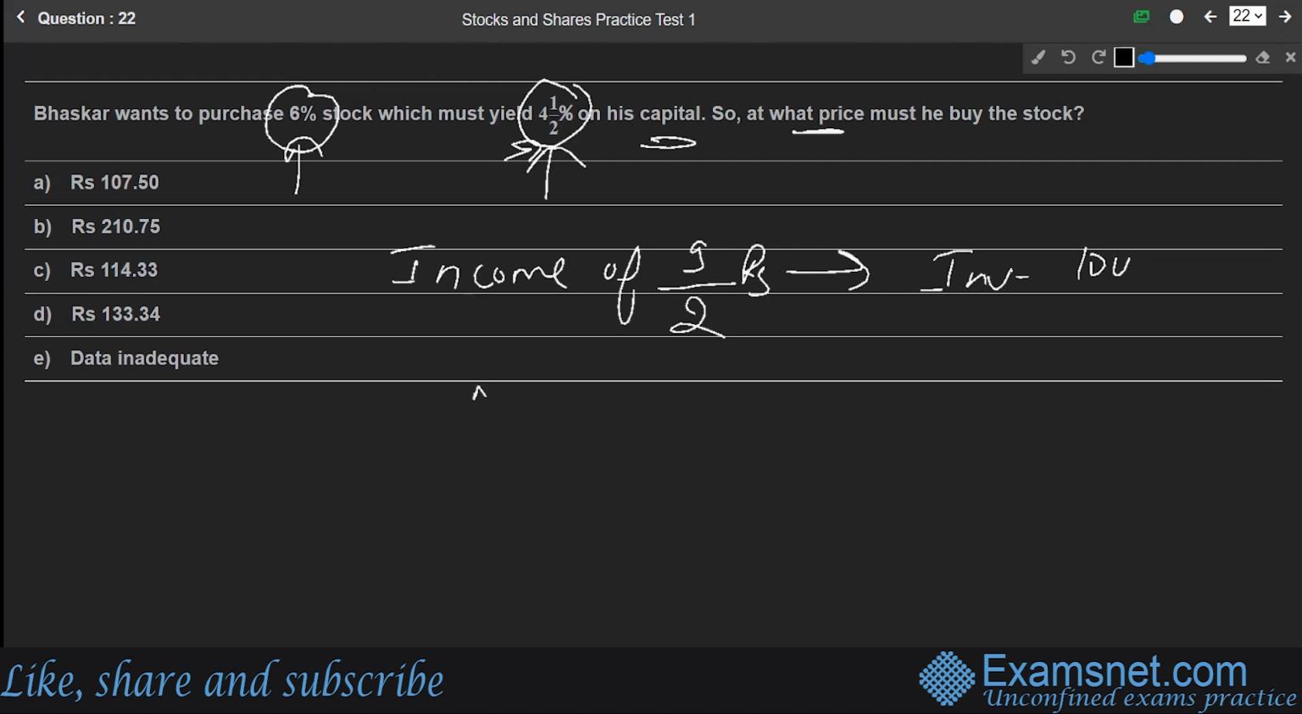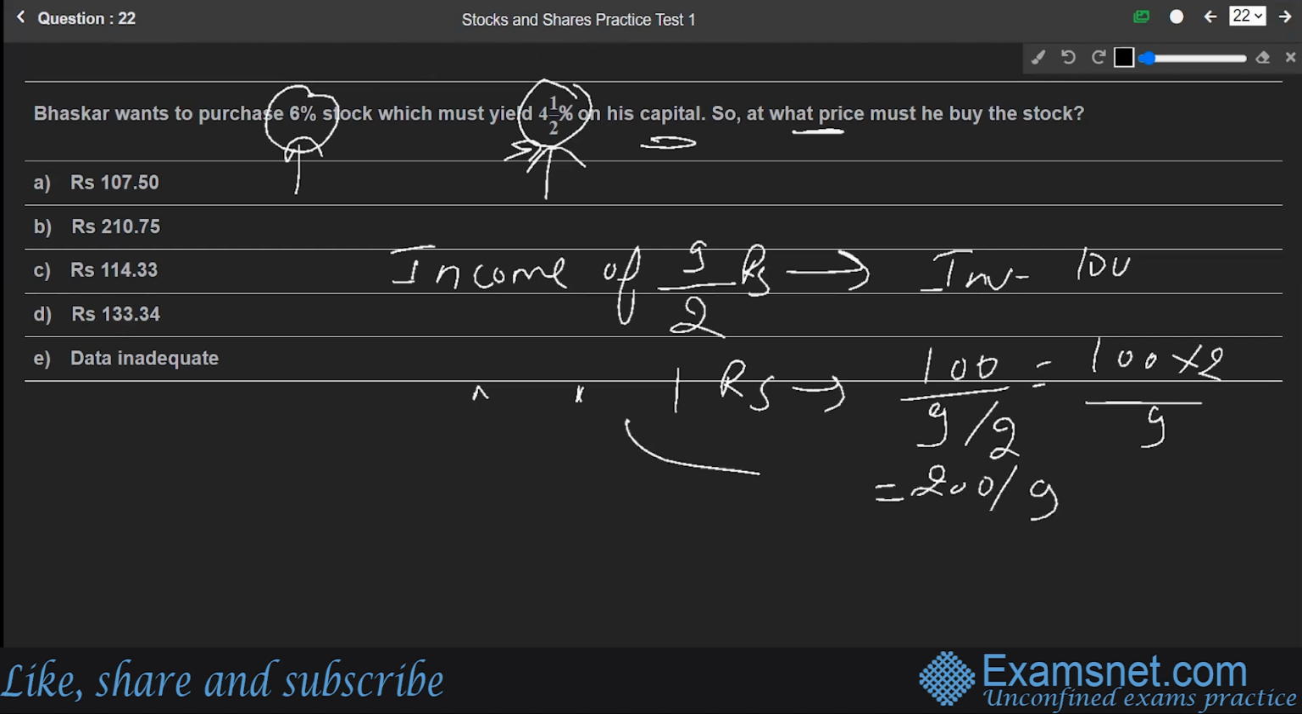So in the same way, we can say income of 1 rupee will be achieved when the investment is how much? 100 divided by 9 by 2, which can be simply written as 100 into 2 by 9 rupees, or 200 by 9 rupees. An investment of 200 by 9 rupees should be there so that you could achieve 1 rupee as income. But here how much income is required? The income required is 6%, that is 6 rupees.